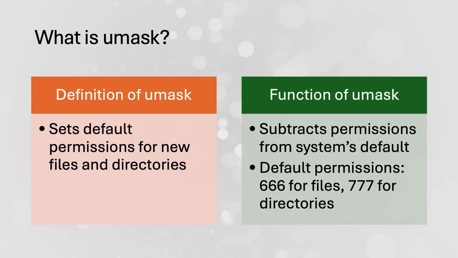Umask sets the default permissions for new files and directories by subtracting from the system's default permissions, which are 666 for files and 777 for directories.